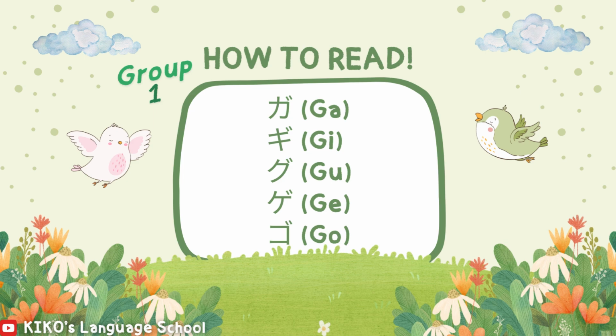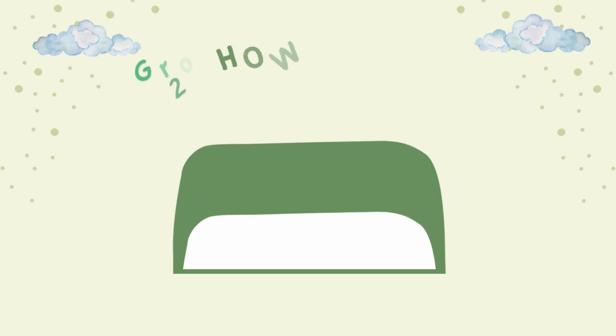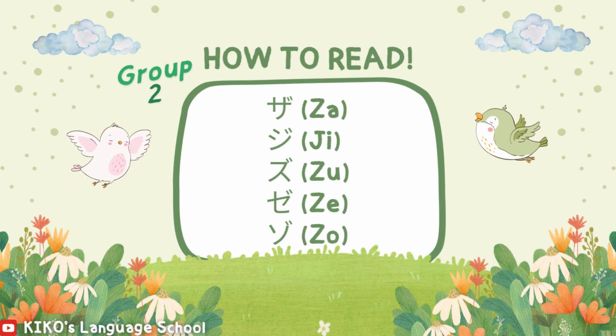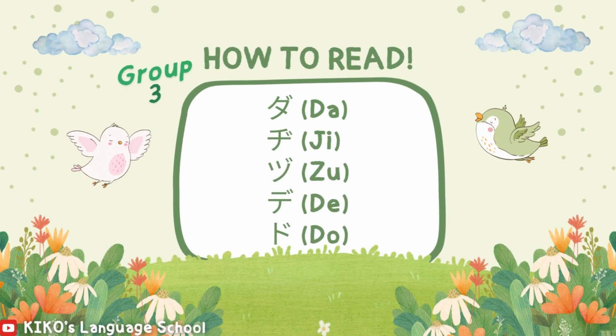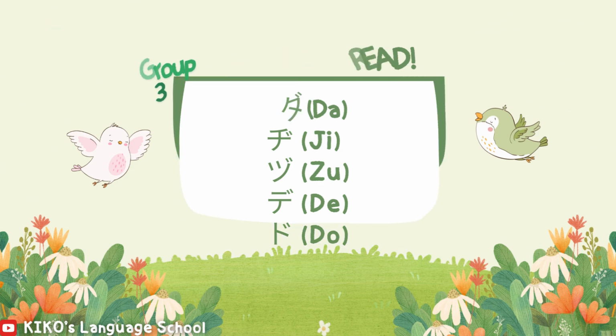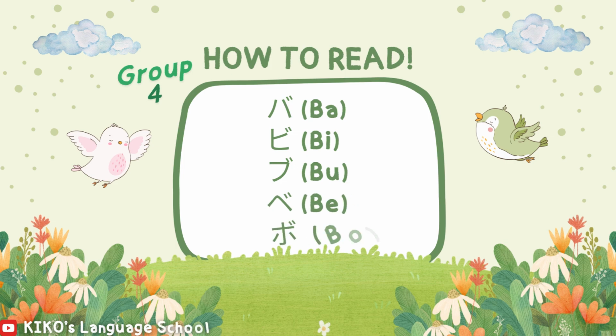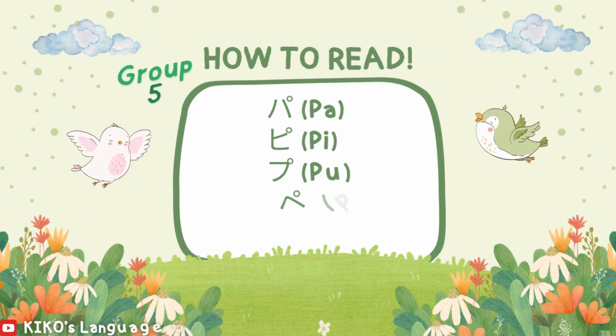Ga, Gi, Gu, Ge, Go. Za, Zi, Zu, Ze, Zo. Da, Zi, Zu, De, Do. Ba, Bi, Bu, Be, Bo. Pa, Pi, Pu, Pe, Po.